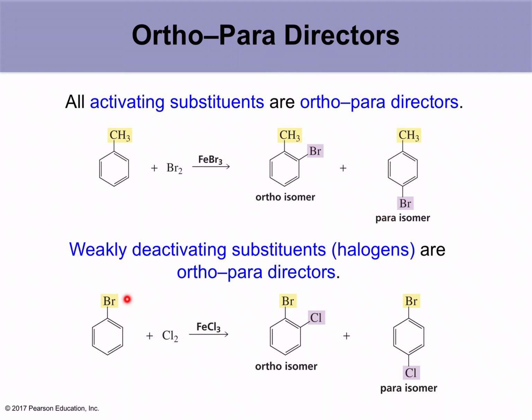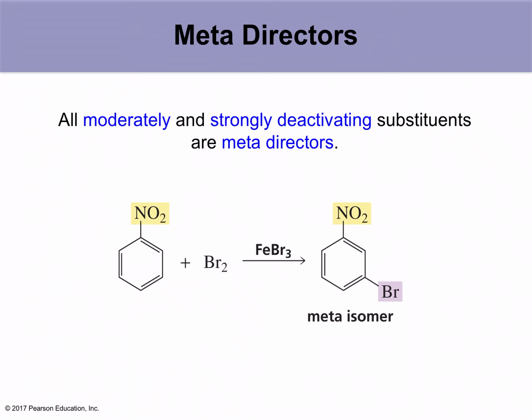Now let's say you have a weakly deactivating substituent. They are also ortho-para directors. So activating substituents and weakly deactivating substituents are also ortho-para directors. It will go to either the ortho position or the para position. And then the meta directors are going to be all moderately and strongly deactivating substituents. For example, nitrobenzene. When you brominate nitrobenzene, it would only go to the meta position.